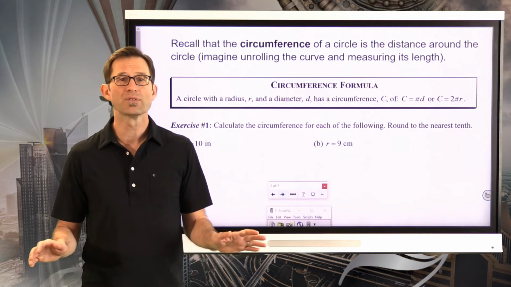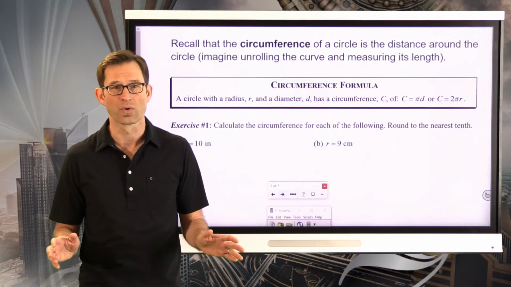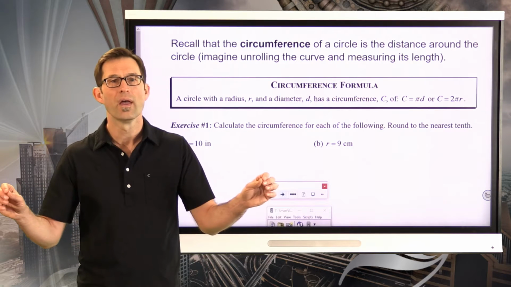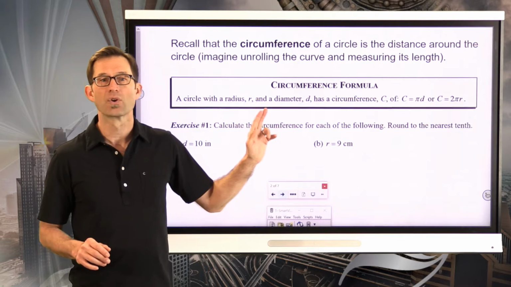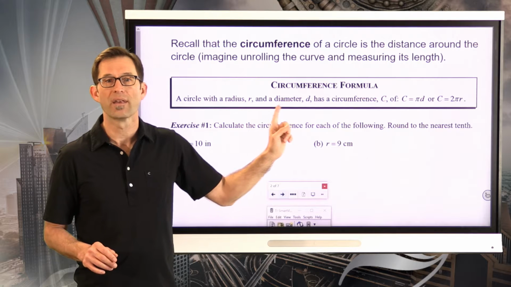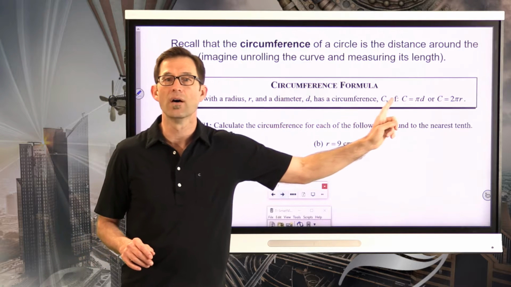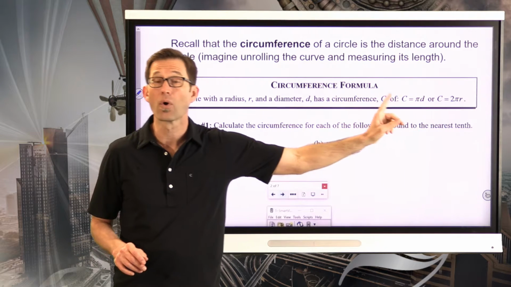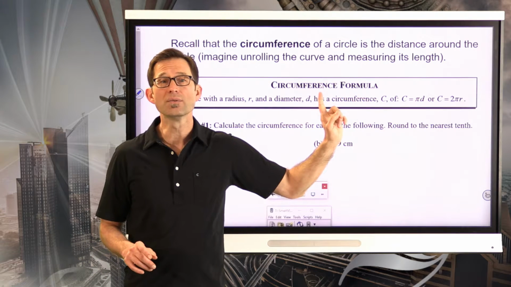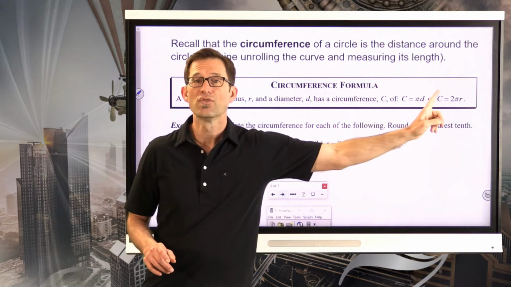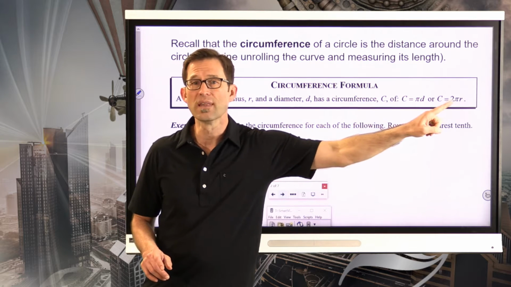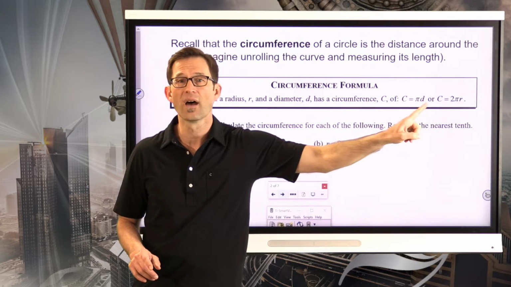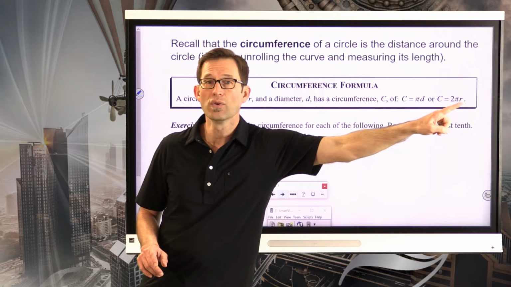Recall that the circumference of a circle is the distance around the circle. Imagine unrolling the curve and then measuring its length. And remember, the circumference of a circle with a radius r and a diameter d is pi times the diameter, or, and we never really used this particular formula last time, 2 times pi times the radius. Now remember, the only reason that we would have this formula is because the diameter is simply 2 times the radius.